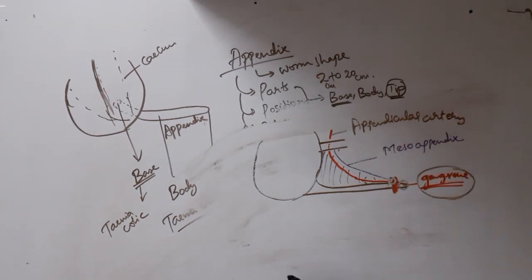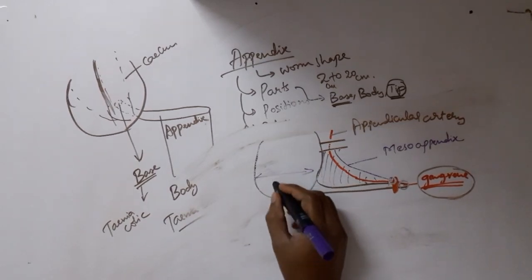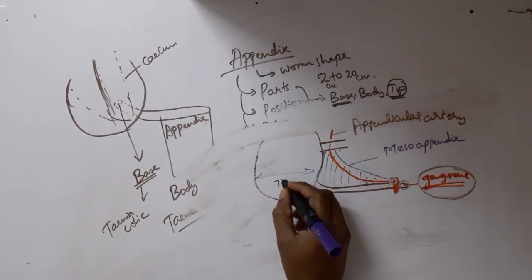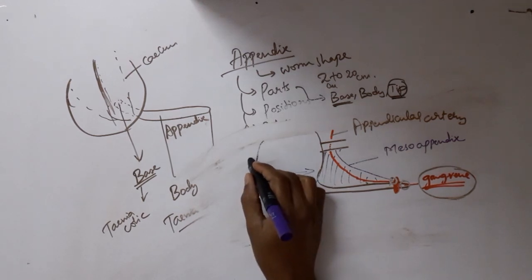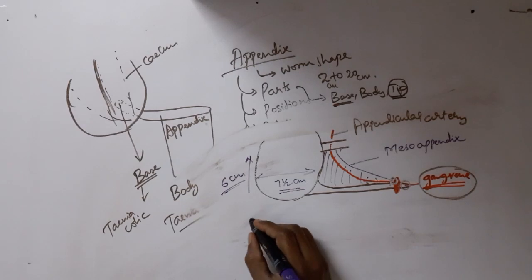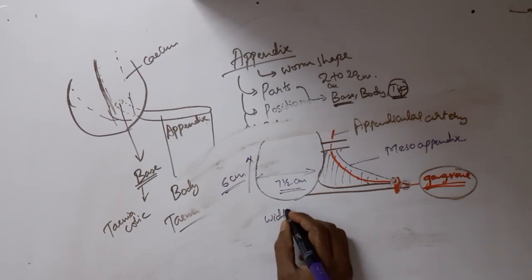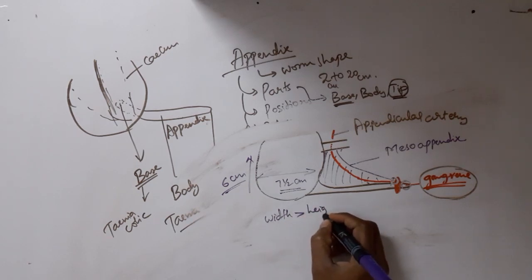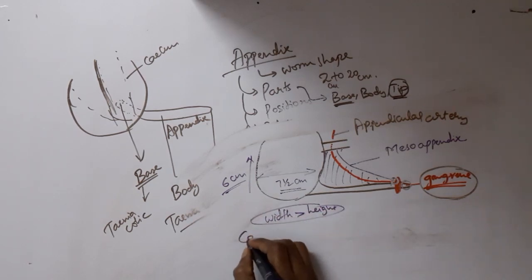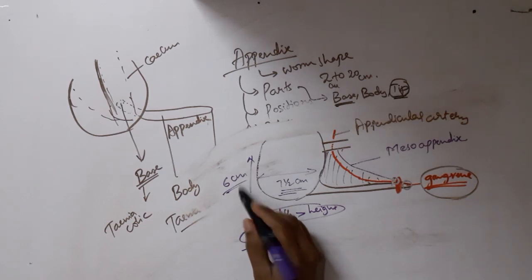So one more peculiarity about the cecum, just to remind you, is its dimensions. The width of the cecum is around 7.5 centimeters, whereas the height is around 6 centimeters. So this is one of the organs in the body where the width is greater than the height. So in the cecum, the width, that is 7.5, is greater than the height.